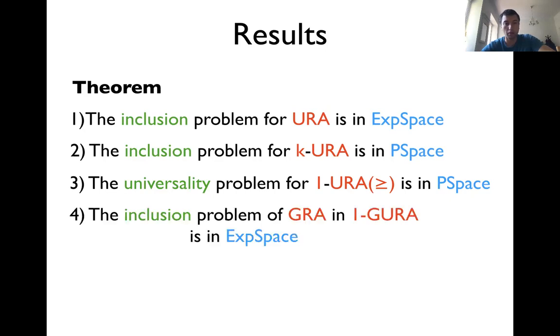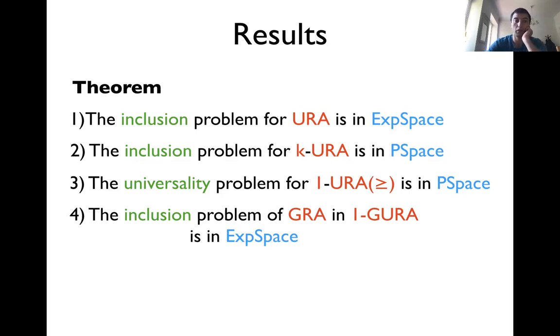And we also have shown something for register automata with guessing. GRA is register automata with guessing, and GURA is unambiguous register automata with guessing. So we have shown that the problem of language inclusion of a guessing register automaton in a one-register guessing unambiguous register automaton is in exponential space. So these are our results.